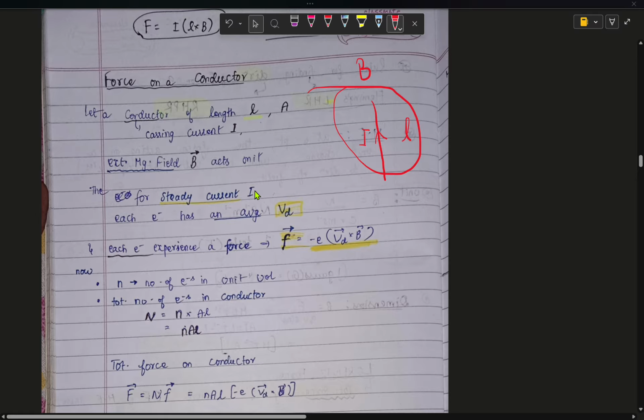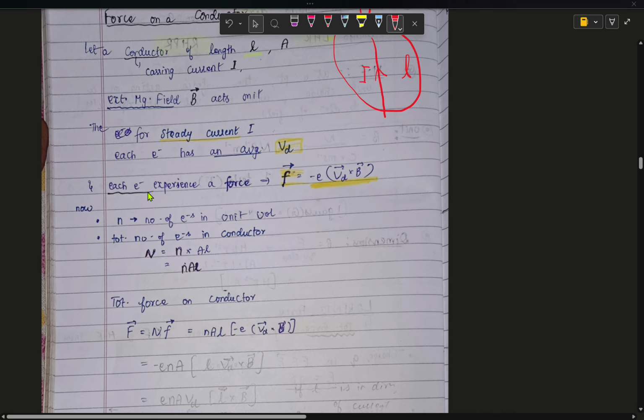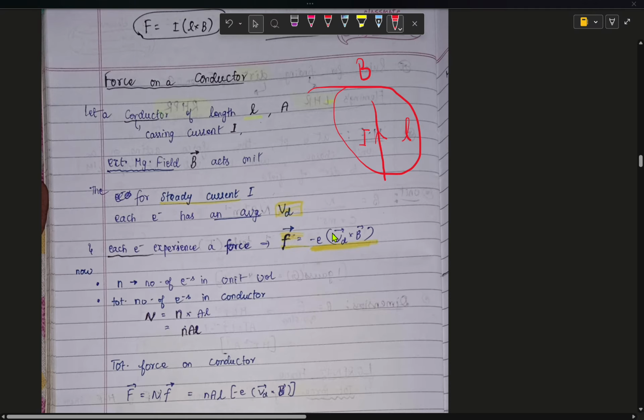So these are all the concepts coming from current electricity. Each electron experiences a force, QVB, but here the charge Q is that of an electron, so negative charge, drift velocity V into magnetic field. N is nothing but the number of electrons in unit volume.